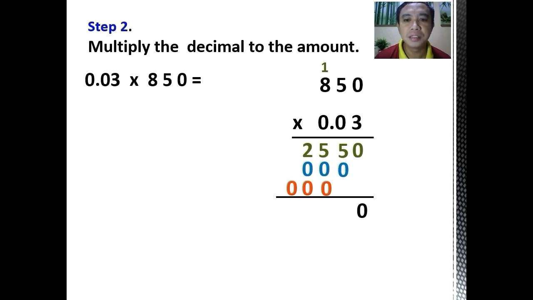add all of the products. So you have 0, you have 5, you have 5, you have 2, you have 0.